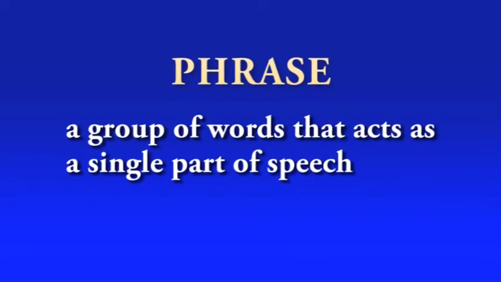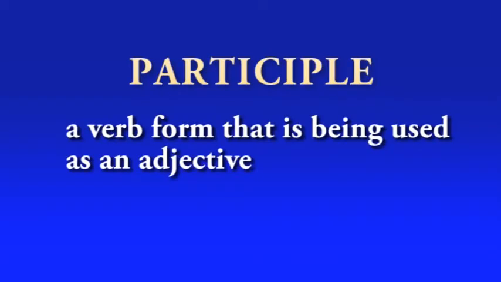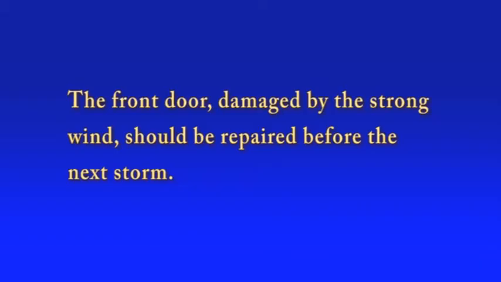Let's try a more challenging construction. A phrase is a group of words that acts as a single part of speech. The type of phrase that applies to the essential and non-essential concept is the participial phrase. A participle is basically a verb form that's being used as an adjective. And since it is derived from a verb, the participle can take modifiers. Again, don't worry about the fine points. Let's just see how the phrase acts within the sentence. Here's a sample sentence. The front door, damaged by the strong wind, should be repaired before the next storm.